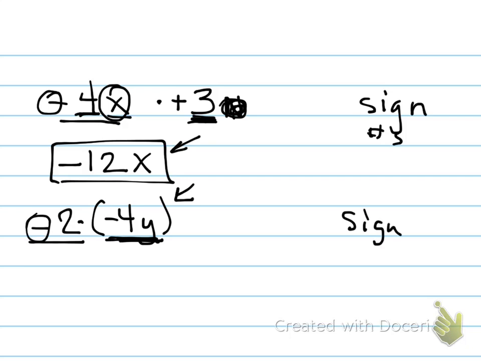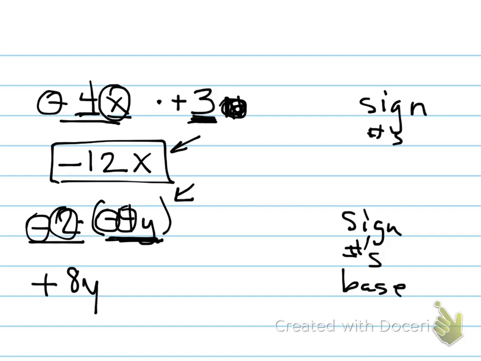So a negative times another negative becomes a positive. Then we'll multiply the numbers. So 2 times 4 is 8. And what will I do with the base? Keep it. So in other words, when I multiply a number term times a variable term, the answer becomes a variable term. We're basically multiplying that number into the variable term. Right?